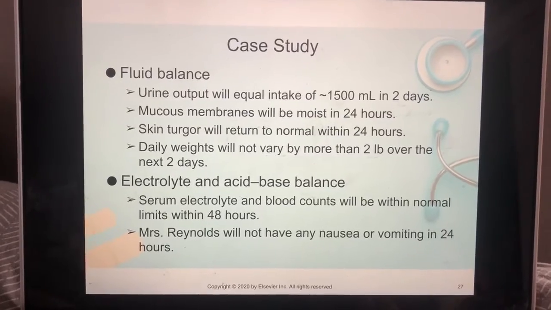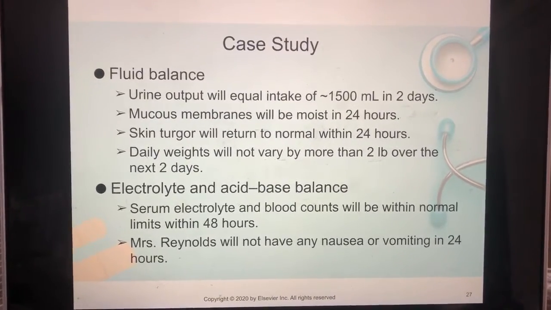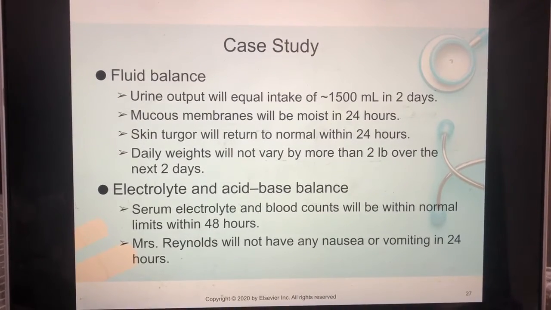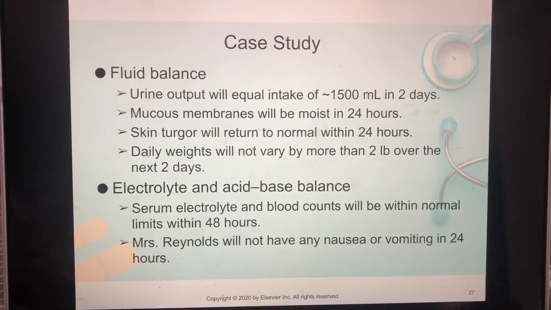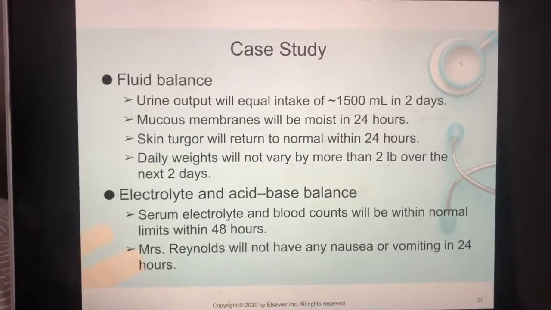Furthermore, her urine output will equal intake of 1,500 mL in 2 days. Her mucous membranes will be moist. Her skin turgor will return to normal. Her daily weights will not vary by more than 2 pounds. Her serum electrolytes and blood counts will be within normal range, and she will not have any nausea or vomiting in 24 hours.